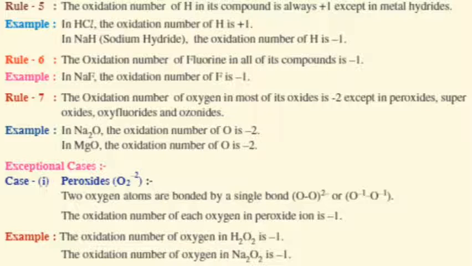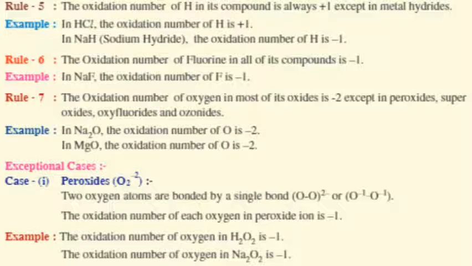Rule 7. The oxidation number of oxygen in most of its oxides is -2 except in peroxides, superoxides, oxyfluorides and ozonides. Example, in sodium oxide, the oxidation number of oxygen is -2. In magnesium oxide, the oxidation number of oxygen is -2.